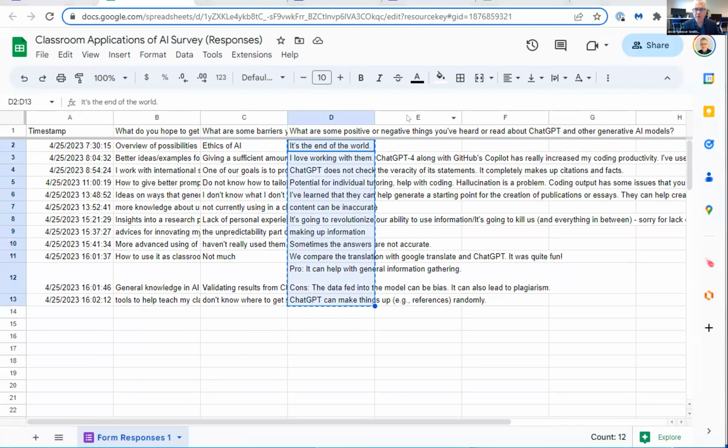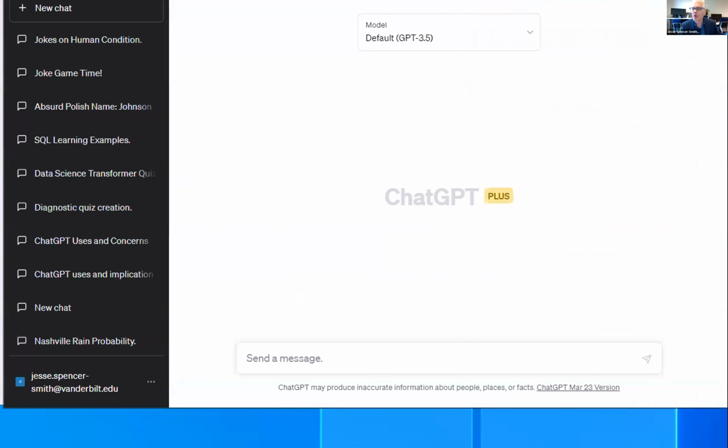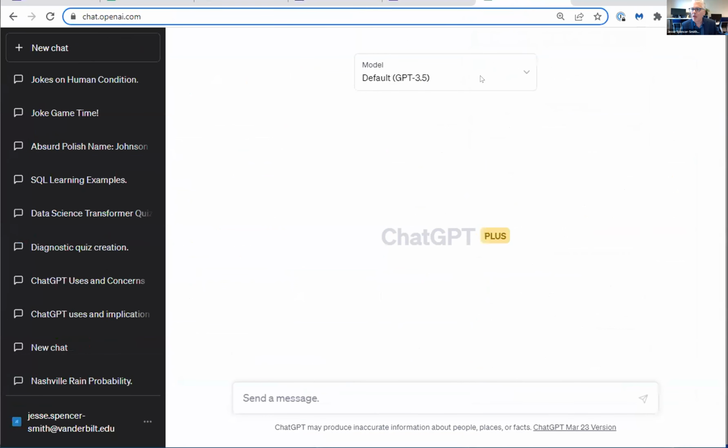Then I'm going to go into ChatGPT. I have to move things around just a little bit so I can get to it. There we go. I'm going to use the default ChatGPT. This is something that you can use for free.